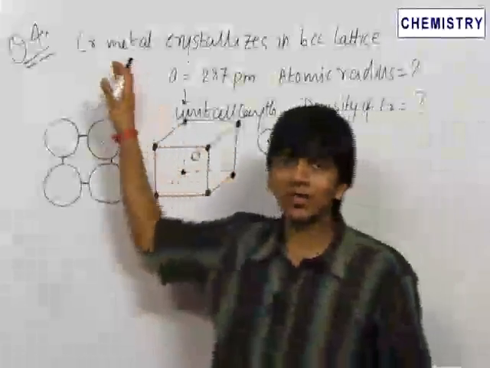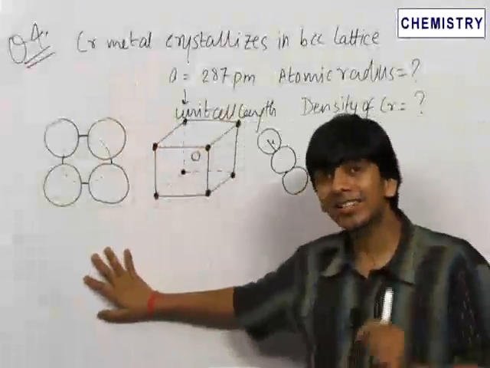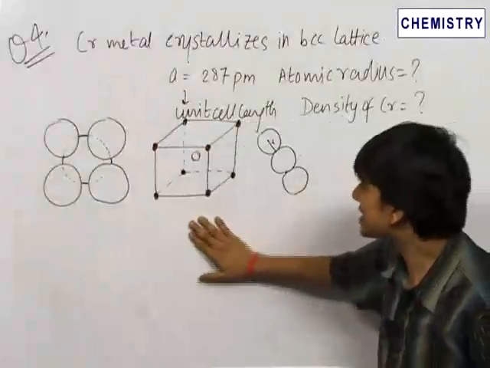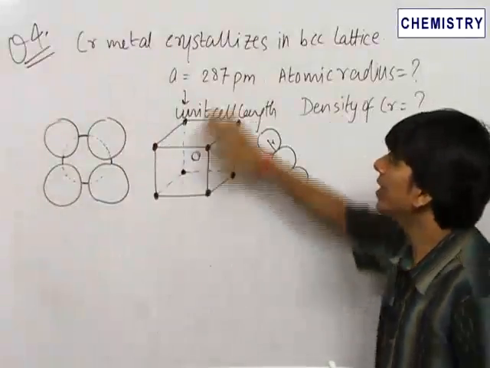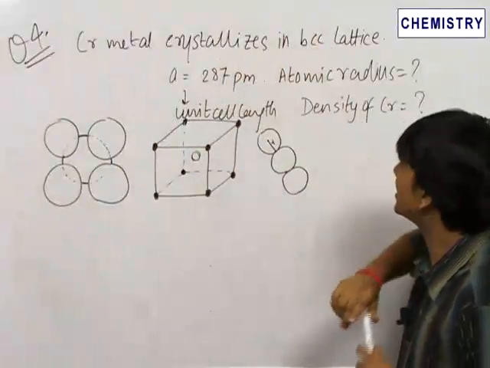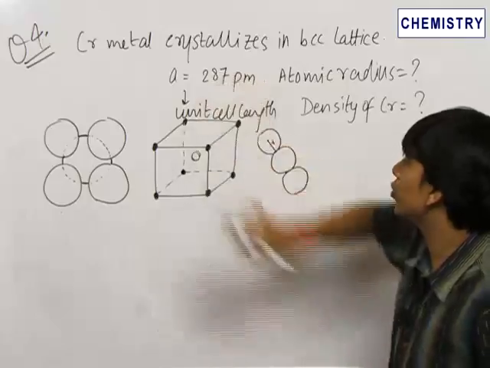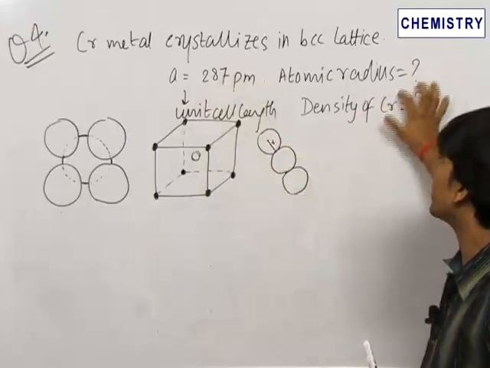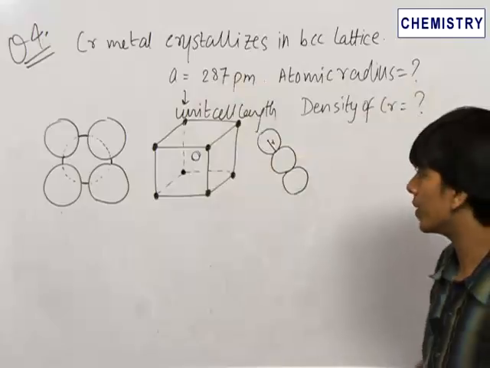The fourth question that we have is a pretty simple question, if you can analyze and visualize the structure of a body-centered cubic lattice. We have been given that chromium metal crystallizes in a BCC lattice and the unit cell length is given to be 287 picometers. We need to find out the atomic radius and the density of chromium.